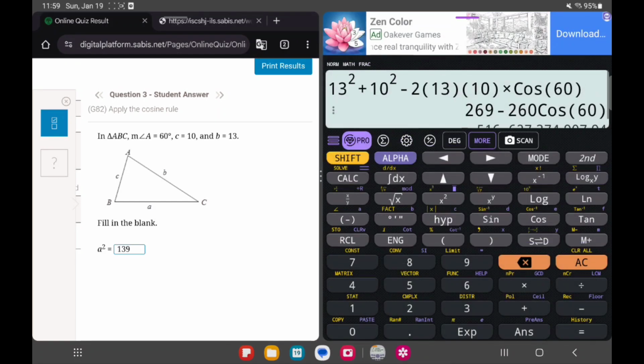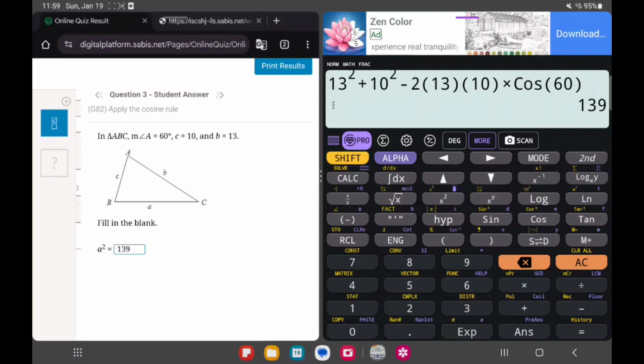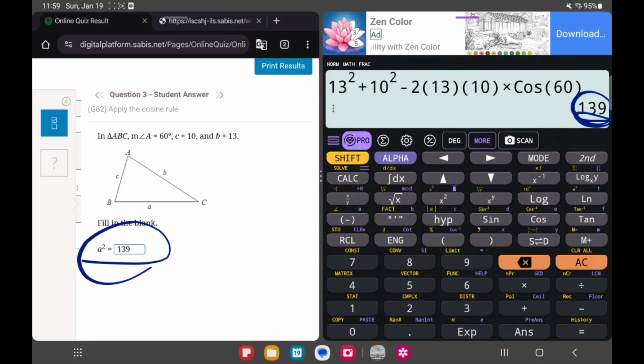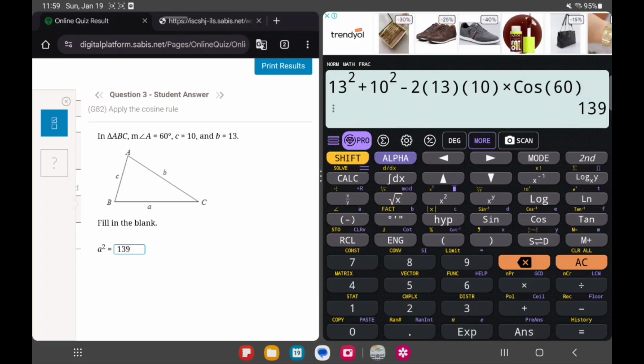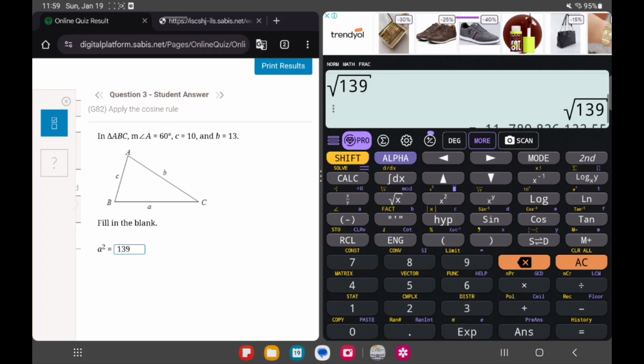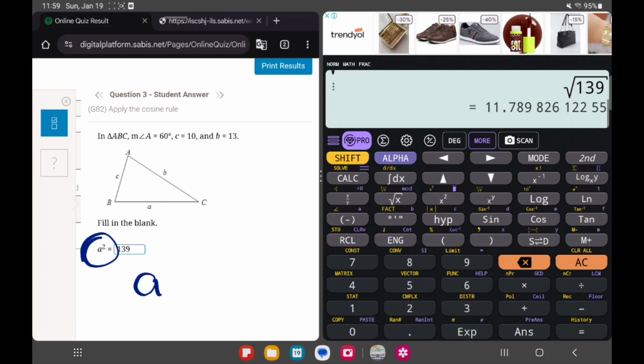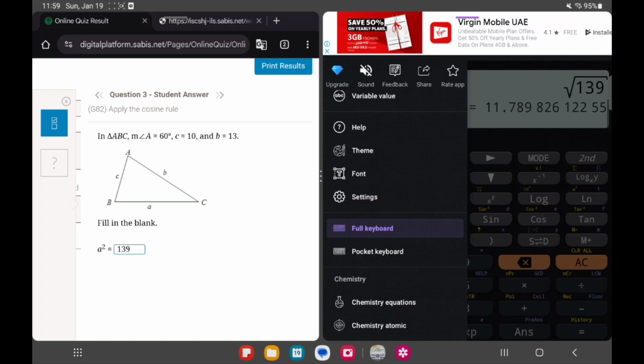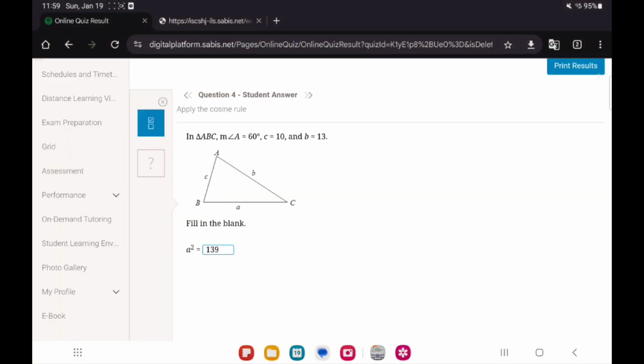Okay, now let's just do that again. See, 139. And that's the answer we have here. But if they asked for A only, you do the radical of 139 and you'll get whatever answer. But here, they're only asking for A squared and not A, okay? So just be careful on that point. Okay, next question.